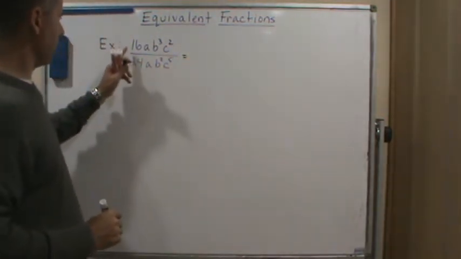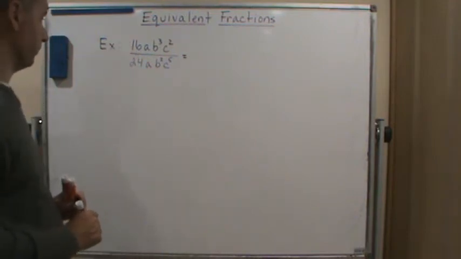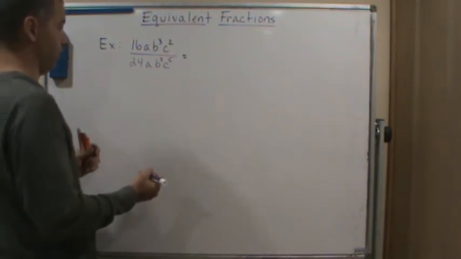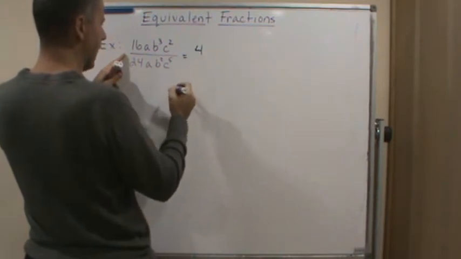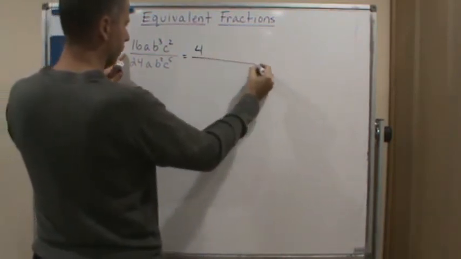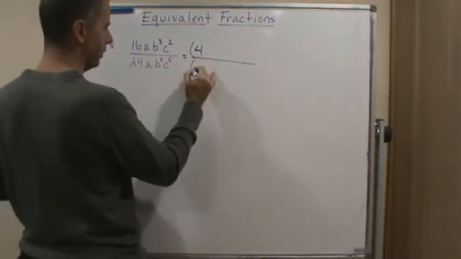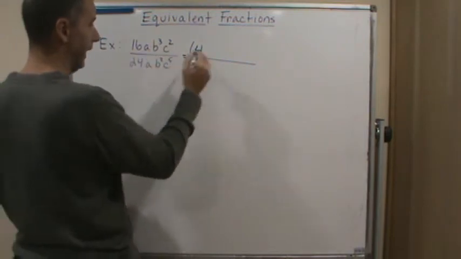Now, what's the greatest common factor between the 16 and the 24? In this case, it's going to be 4. So we're going to factor out a 4 in the top and the bottom. Now, what's the greatest common factor between A and A? Well, it's going to be A.